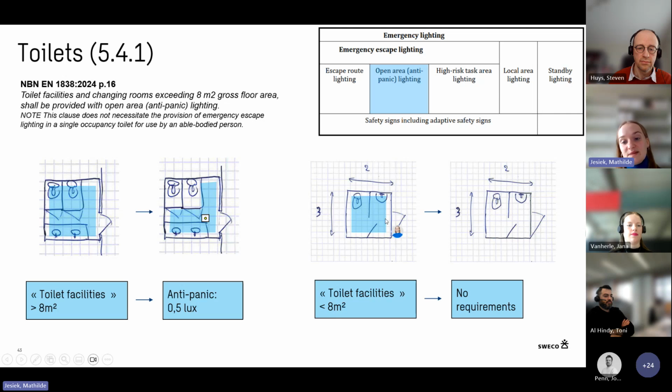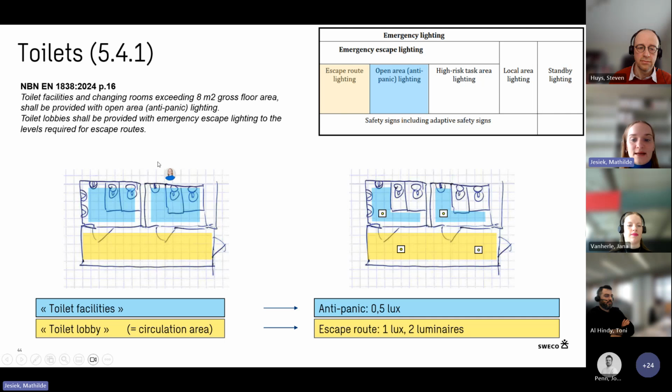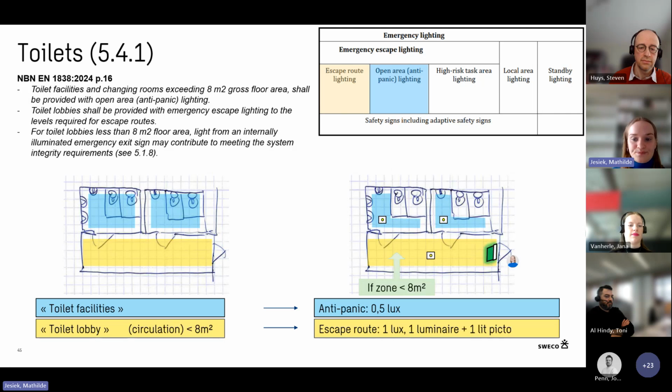Here, they are smaller than 8 square meters, so there's no requirements to put anti-panic lighting there or any emergency lighting. For example, here, this top part is the same principle. So you just place an emergency light where you wash your hands, the larger part of the toilet facilities, and then here in the circulation area, that will be the escape route. So you need to provide two fixtures, and you have escape route lighting. So here you need 1 lux over the whole band with minimum 2 luminaires.